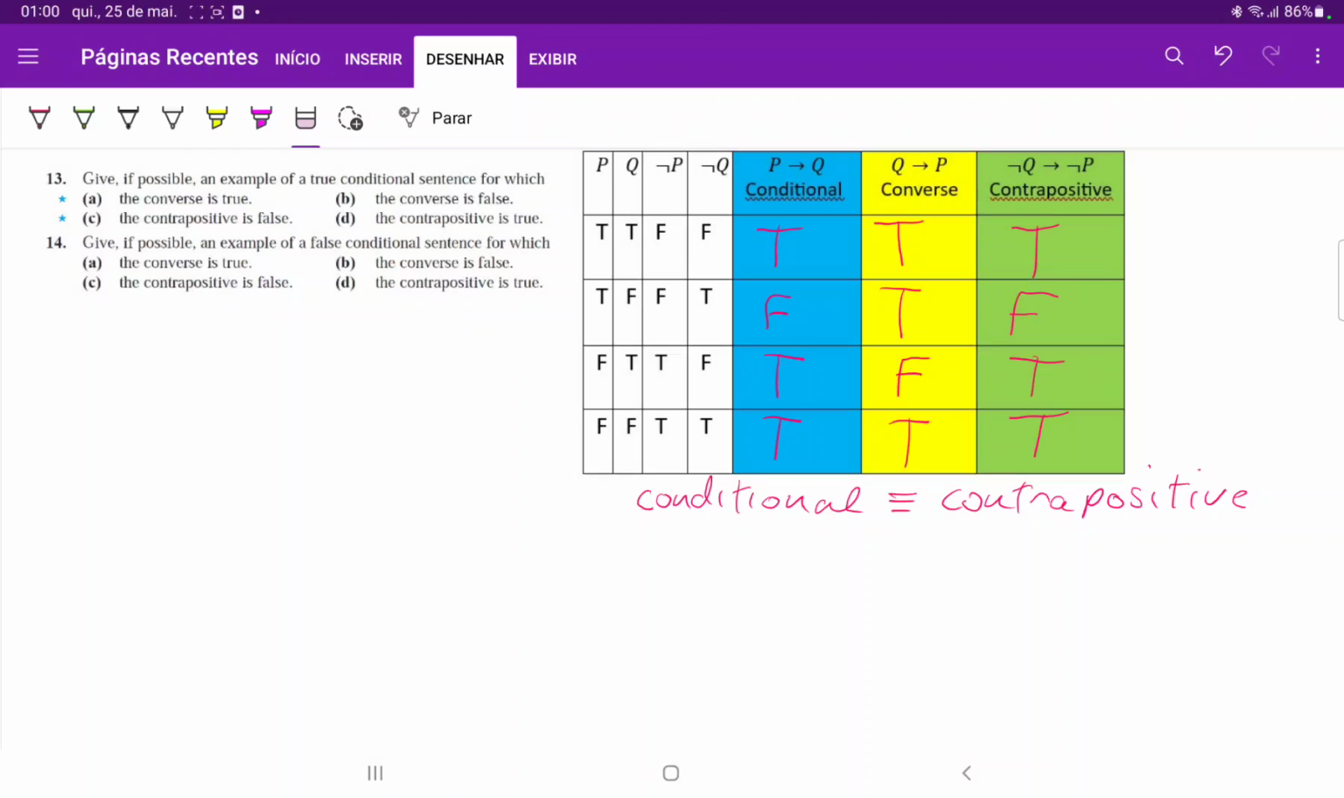And we can see from these truth tables that the conditional is logically equivalent to the contrapositive because they have the same truth table. Now we're looking at the case of a false conditional statement. So the only way that we're going to have a false conditional statement is in this row over here, right? In the second row. And the only way for us to get there is if P is true and Q is false.